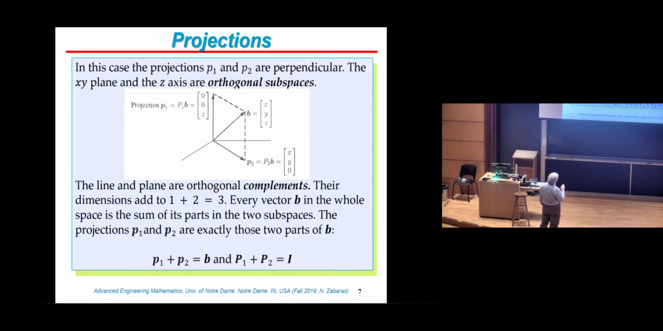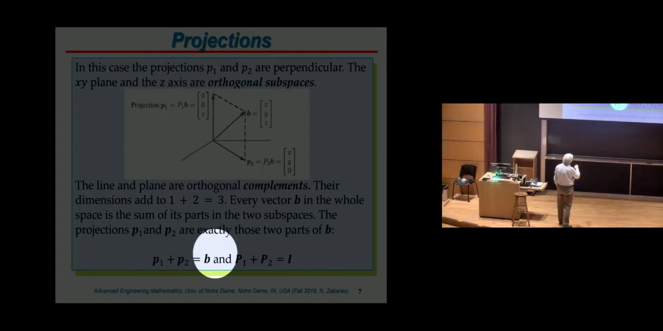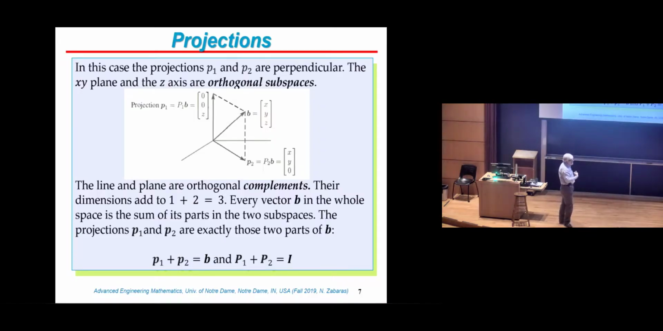All right, don't read anything on this slide. Let's concentrate only on the bottom, because this is an amazing result. Can somebody read this thing with words and tell me what these two equations mean? Because we're going to be using this idea all the time. So you remember we project on the z-axis and we project on the xy plane. So what does it mean that B is equal to P1 plus P2? How do you understand this? Why is that the case?